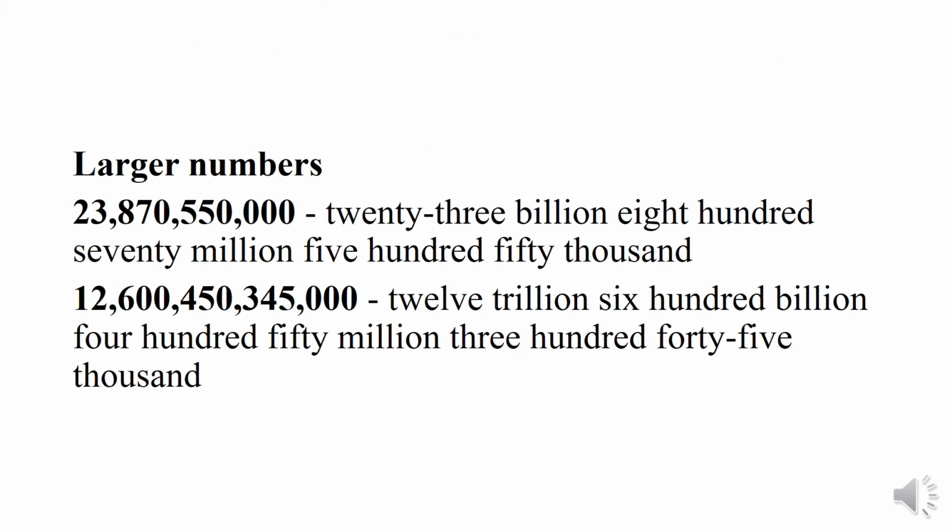Here we have larger numbers. When we say larger numbers, we mean numbers bigger than the ones we have seen. We have reached billions, trillions, okay, and so on. Let's see. Here we have 23,870,550,000. We say 23 billion, 870 million, 550,000. What we should remember here is that a billion equals a thousand million.